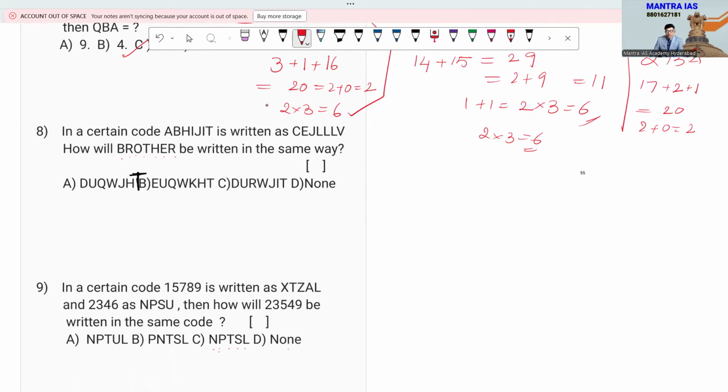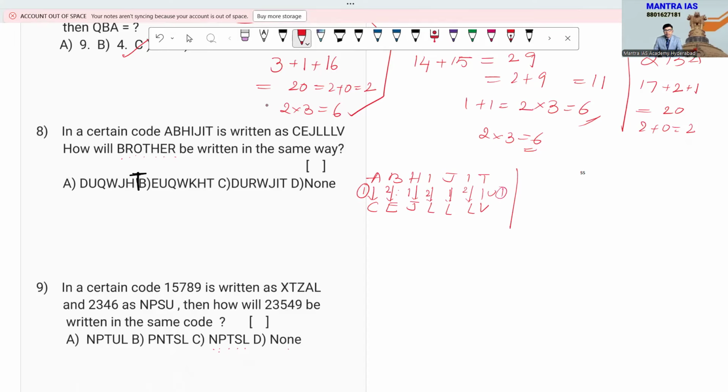Now, how is this Abhijit, A, B, H, I, J, I, T, coded? Just follow the logic, implement the same thing for the next one. A, C, a gap of 1 letter, that is B. B to E, C, D, so 2 letters gap. Again H, I, 1 letter gap. J, K, 2 letters gap. Again 1 letter gap. I think you understood the logic, my dear.